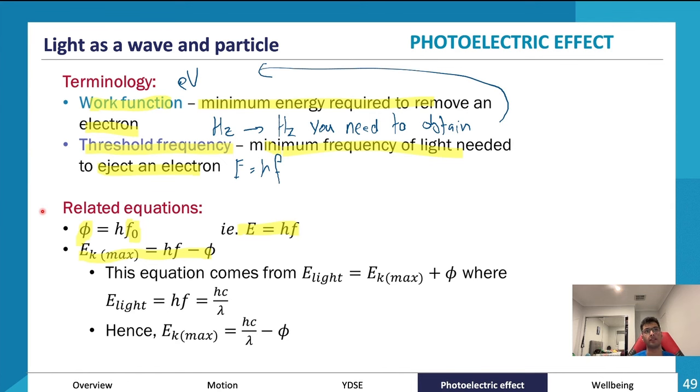EK max is hf minus work function. This comes from the fact that the energy of an electron is equal to the light energy.